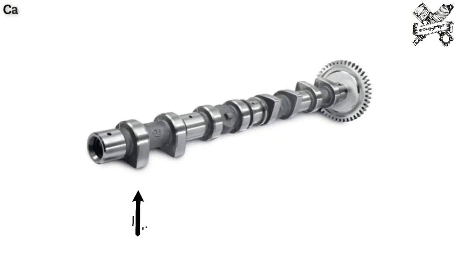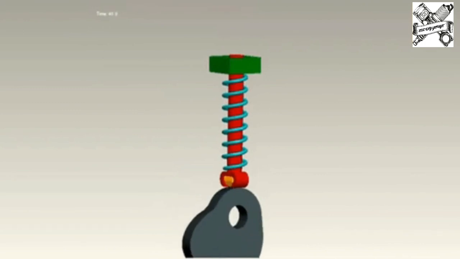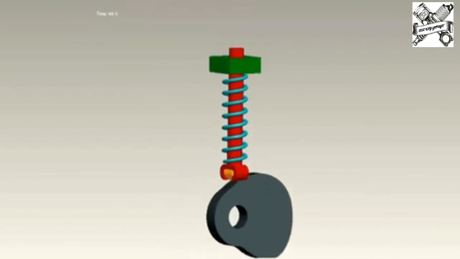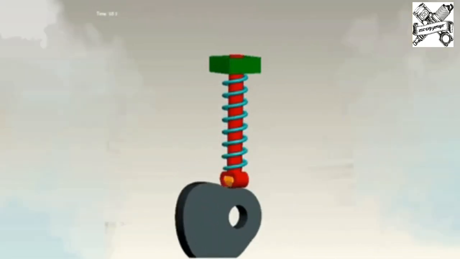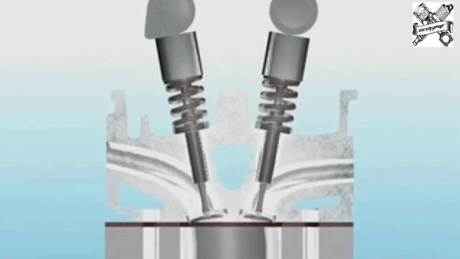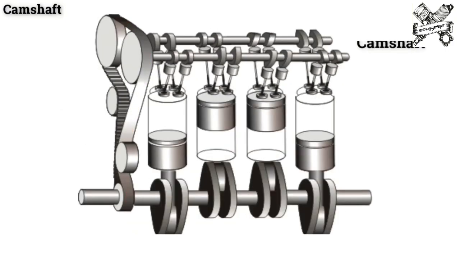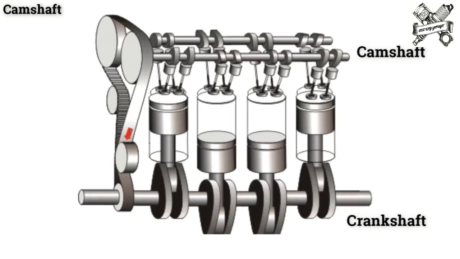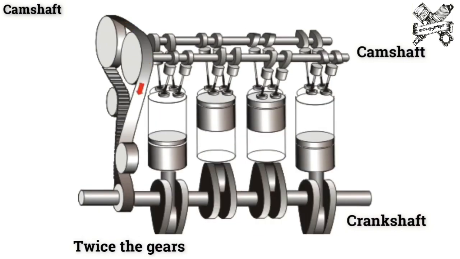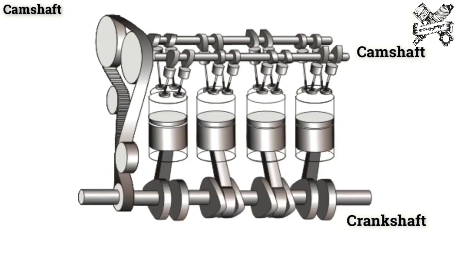Camshaft. A camshaft is a shaft on which cams are mounted. A cam is a device that changes the rotary motion of the camshaft into the linear motion of the follower. It is responsible for the opening of the valves. A camshaft has several cams along the length. The camshaft is driven by the crankshaft, and it has twice as many teeth on its gear as the gear on the crankshaft, and it turns at half the speed of the crankshaft.